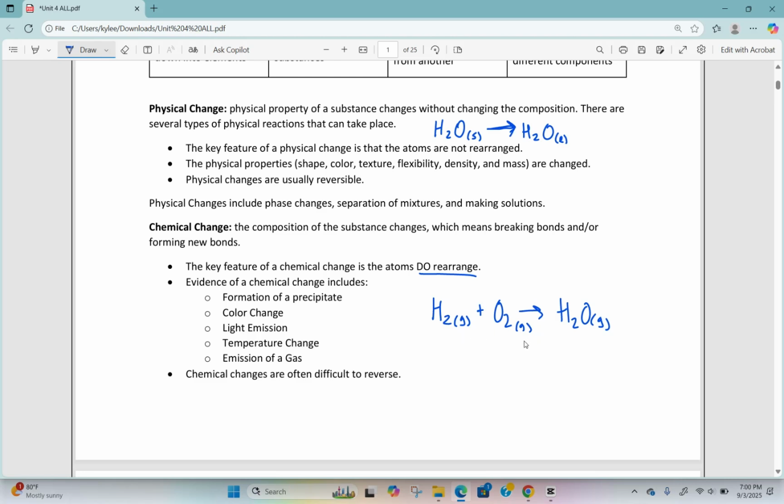So there are signs that chemical reactions have taken place, and some of them are listed here on this list. Formation of a precipitate is when we put two solutions together and it gets cloudiness in it. You've probably seen that happen in a lab. Color change, if there is light that's given off. Temperature change, either getting it hot or cold. And the emission of a gas. This is not to be confused with bubbling. That's due to boiling. Emission of a gas would be if I mix two things together and it started to bubble. The main takeaway is that chemical changes are often difficult to reverse.